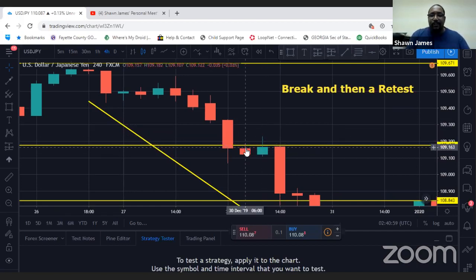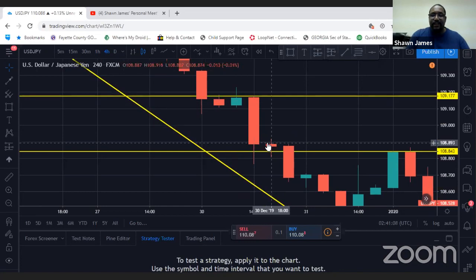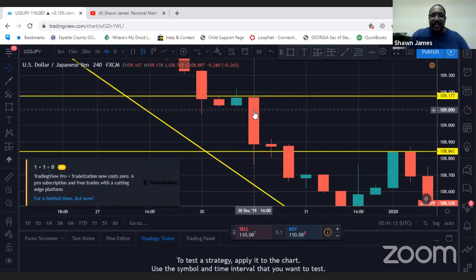Well, guess what? This red candle broke through. This green candle retested it with this. And this red candle formed and pushed away. It retested and it continued down. So this was the retest. Okay. Came down.